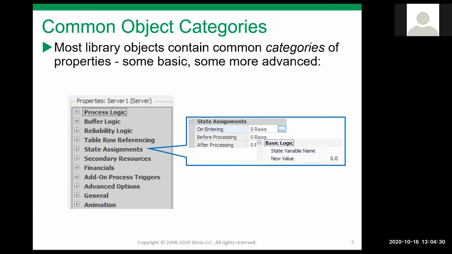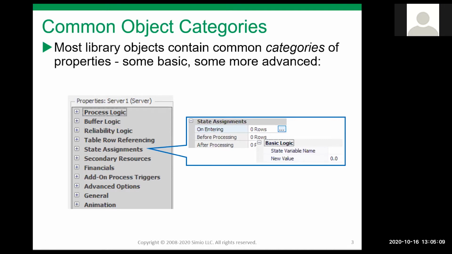State assignments we'll talk about shortly, but states we talked about earlier very briefly, and states are things that can change during a run, as opposed to properties, which cannot change during a run. And this is a typical interface for states: there are a set of places where you can assign a state. So in this case, in the server, when you first enter the server, you can change a state. Just before processing, you can change a state. Just after processing, you can change a state.